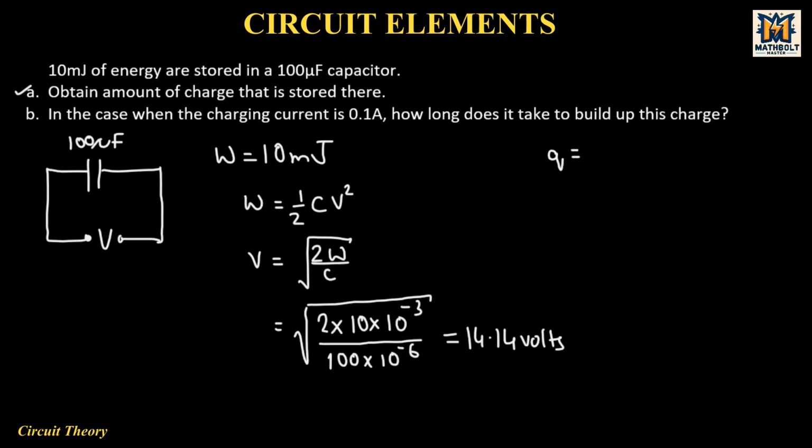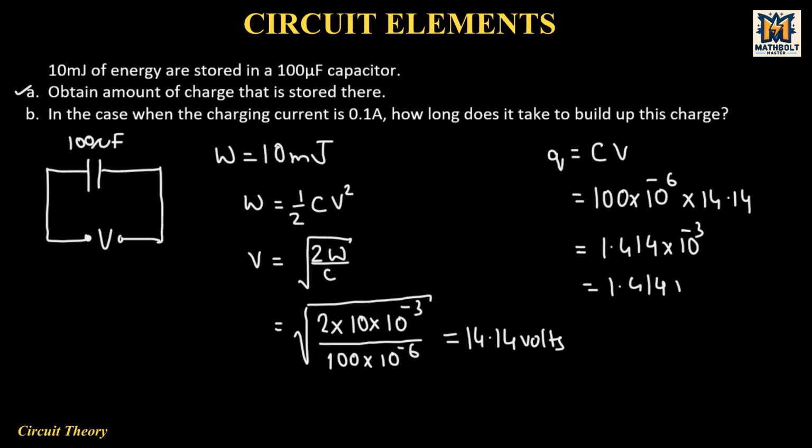So we know the charge stored in the capacitor formula is Q equals C times V. The capacitance is 100 into 10 raised to the power negative 6, meaning microfarad, and I multiply it with the voltage 14.14 volts. Then I get the charge value: 1.414 into 10 raised to the power negative 3, or 1.414 millicoulomb. Fine, you can check it on a calculator; I have directly written the value here.